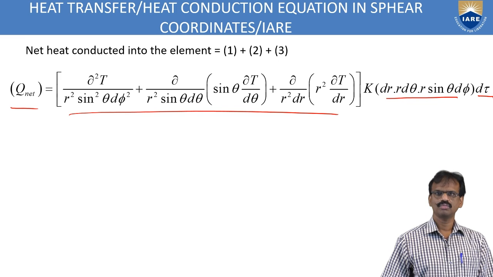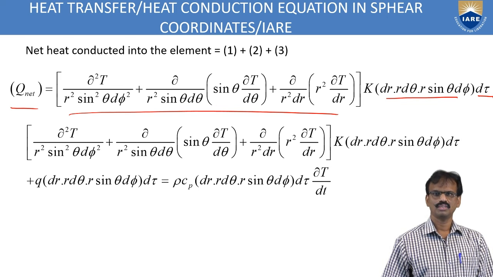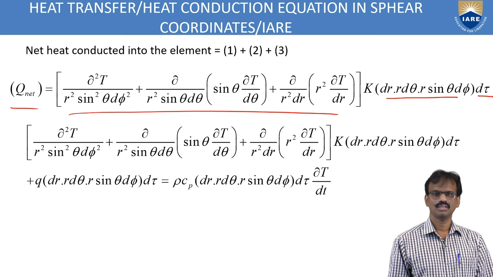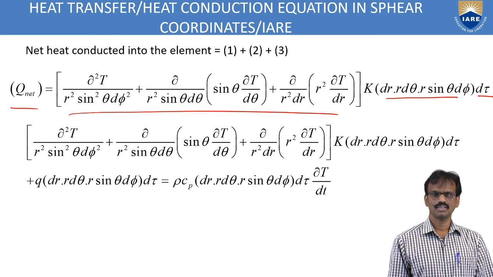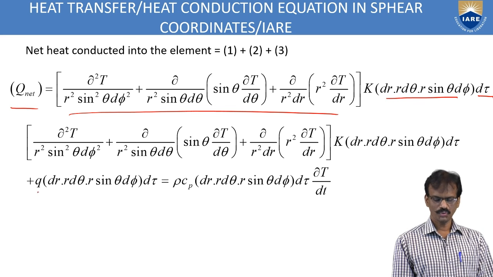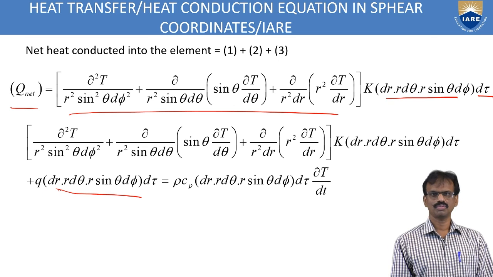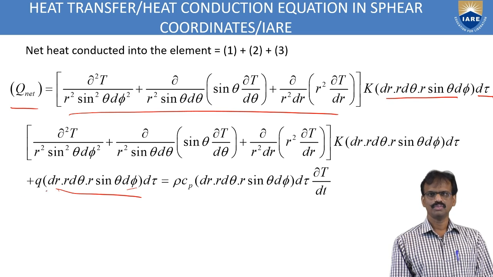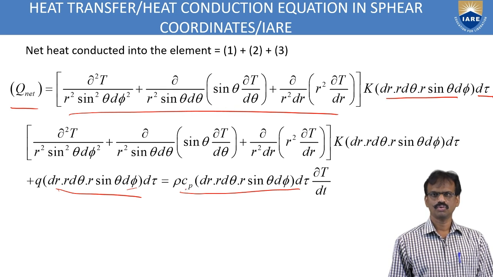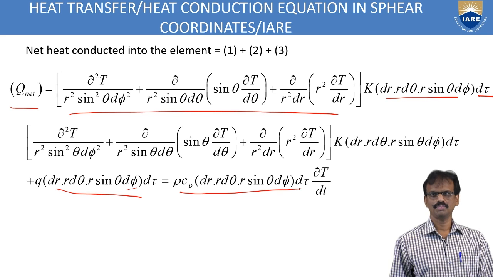Okay. So next, you know that formula, according to the general heat conduction equation in Cartesian coordinate system. This is the, so small q into volume, small q into volume. So that volume is equal to dr into r d theta into r sin theta d pi. So that is the generating heat. So this is the increase in internal energy. So that is the rho Cp into volume, volume into d tau into dou t by dou small t. So this is the complete equation.